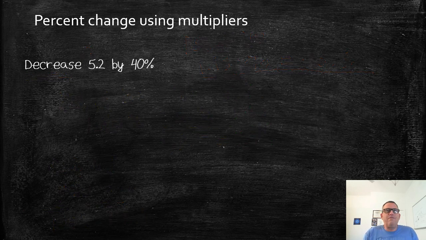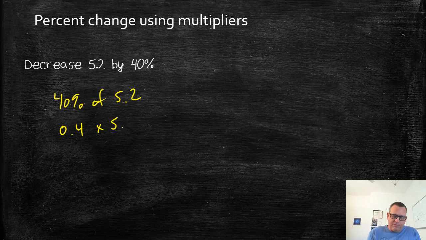Now, what about for decrease? If I want to decrease 5.2 by 40%. So again, the old way, right, we would work out 40% of 5.2, which is 0.4 times 5.2. Again, put it in our calculator. 0.4 times 5.2, right, is 2.08. Okay, that is 40%.